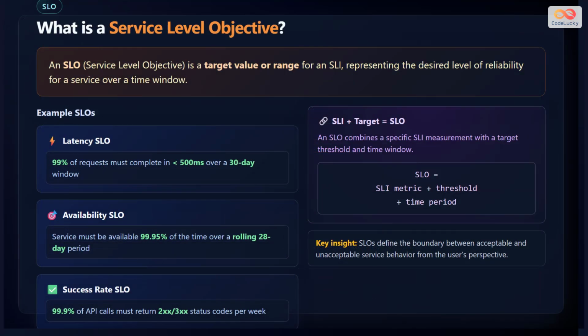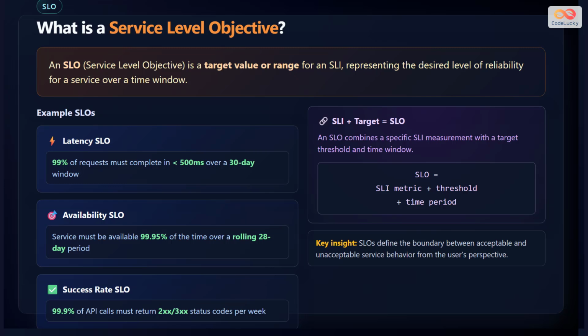Let's look at real-world examples of SLIs for different types of services. For an API service, relevant SLIs include successful requests, measured as the percentage of requests that return a 200 status code, request latency, measured in milliseconds, and system availability, measured as uptime percentage. For a database service, important SLIs include query latency, availability, and data durability or integrity.